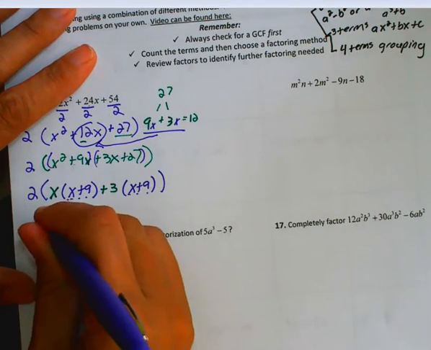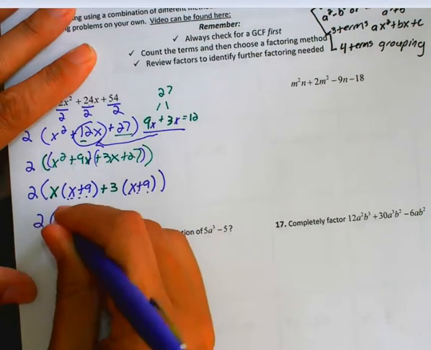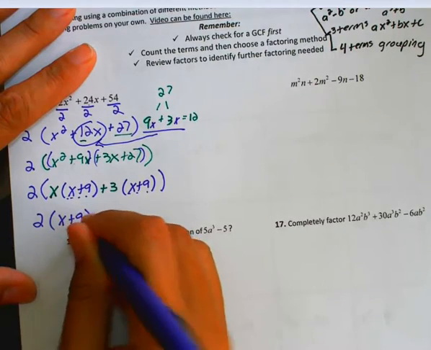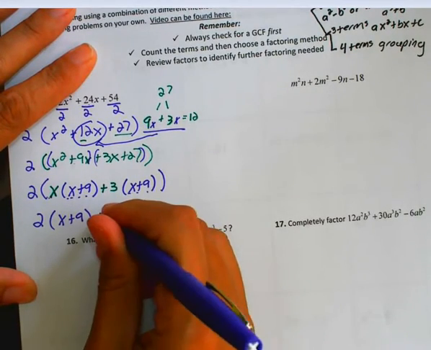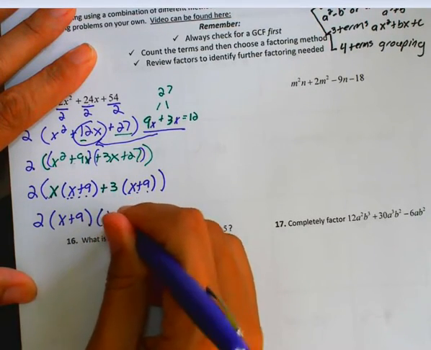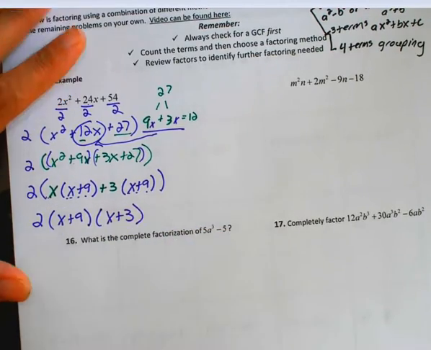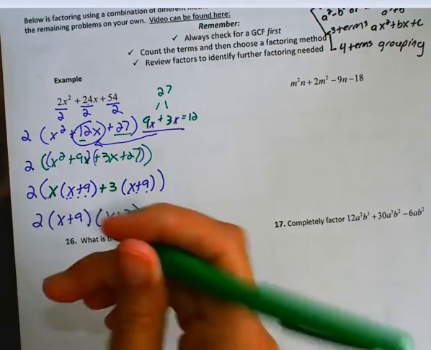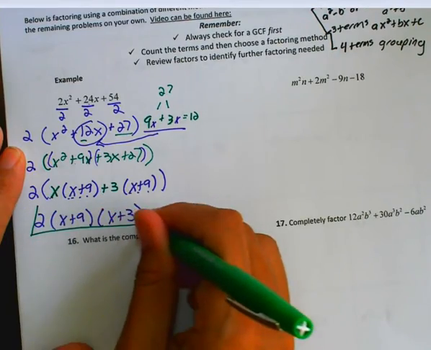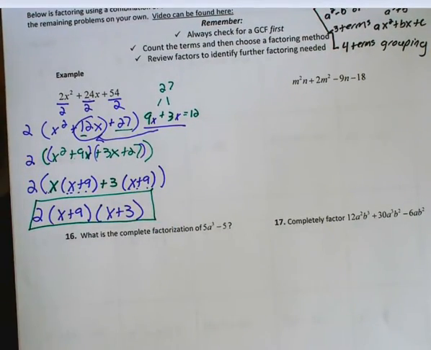Again, we write the 2 on the outside. Our common factor, x plus 9. I'm going to write what we factored out, x plus 3. Okay, so then that's our final answer. And again, you could multiply this back through and double check yourself, which I'm not going to take the time to do. But please make sure that until you feel very comfortable factoring that you're checking.